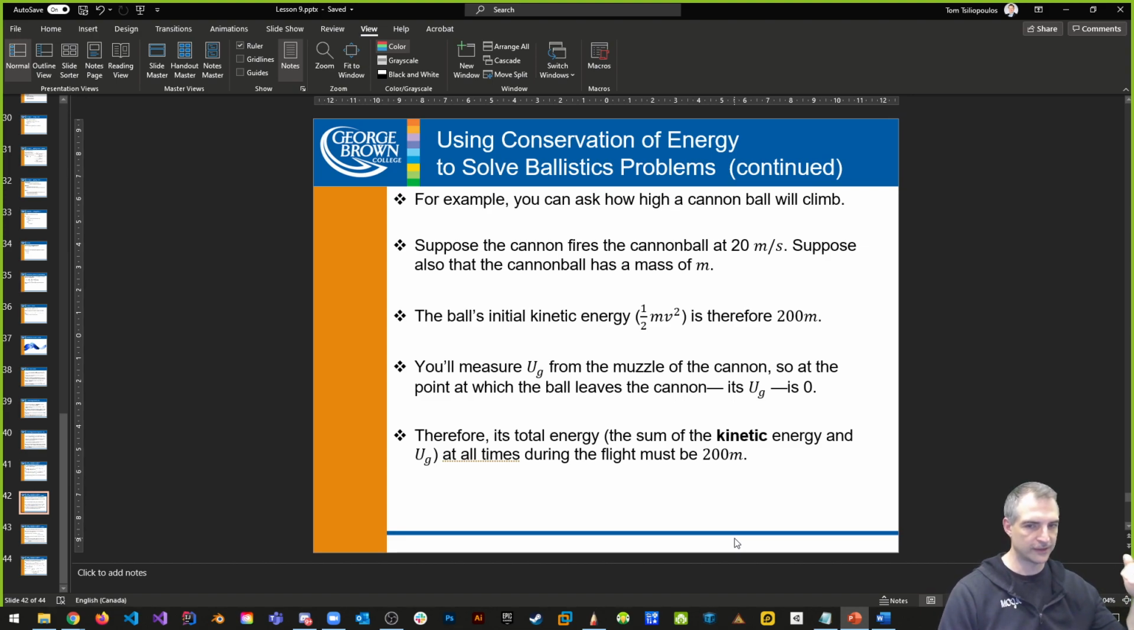The muzzle velocity, if you will, right? At the point at which the ball leaves the cannon, the gravitational potential energy is 0. Therefore, its total energy is the sum of the kinetic energy and the gravitational potential energy at all times during the flight. It all has to be 200 m. It's the same amount of energy when you add those two pieces together.